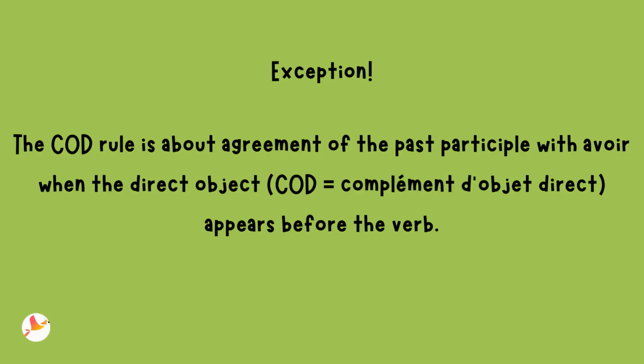Now, I did mention that there's an exception to the rule about agreements between the past participle and the subject, where avoir is the helping verb, where avoir is the auxiliary. So here, let's go. The COD, or complément d'objet direct, is about agreement of the past participle with avoir when the direct object appears before the verb. Sounds confusing? We're going to break it down. So this is the exception to the rule.